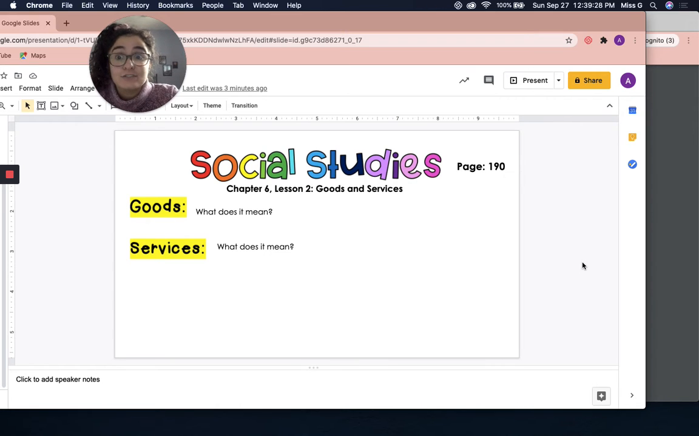This lesson is from your textbook. It starts on page 190. That's 190. The title of this lesson, Chapter 6, Lesson 2, Goods and Services.